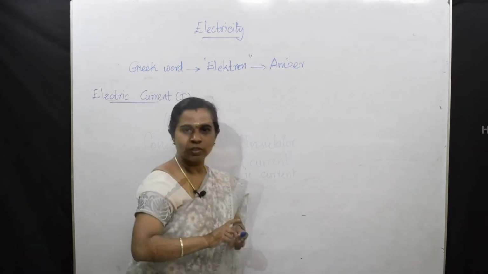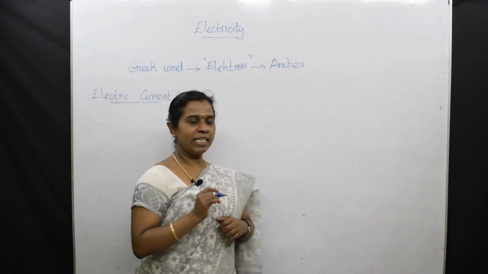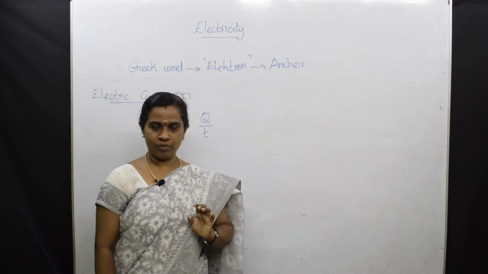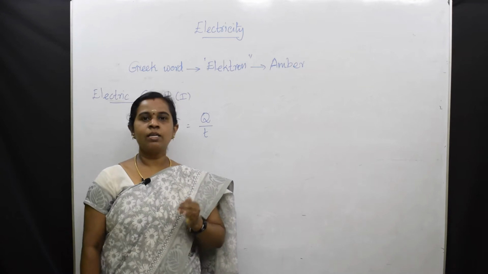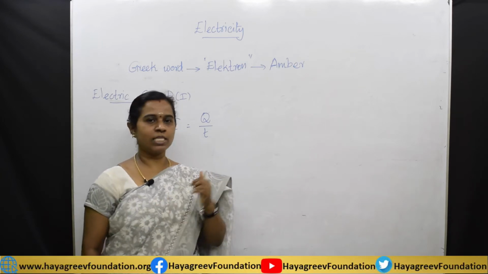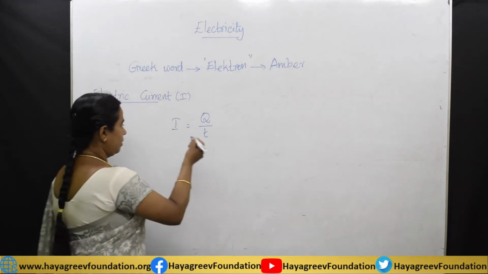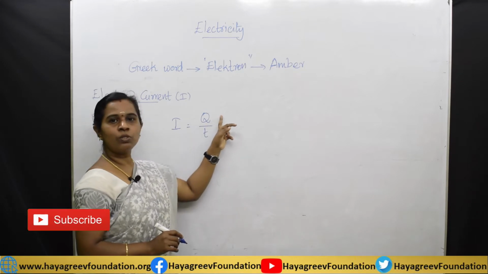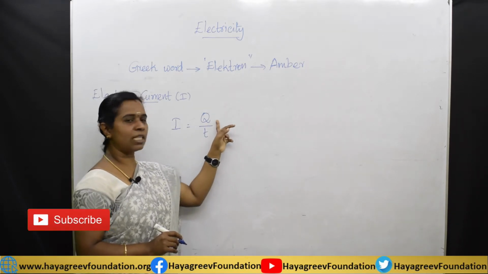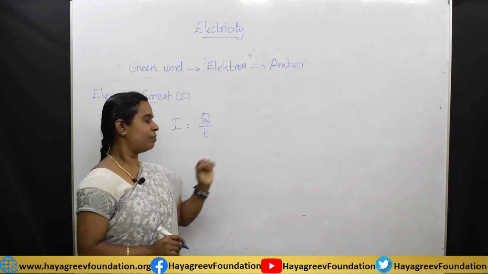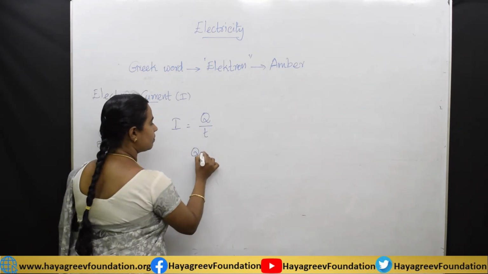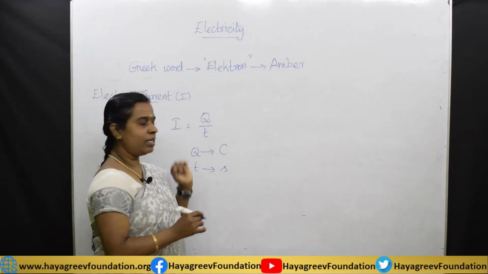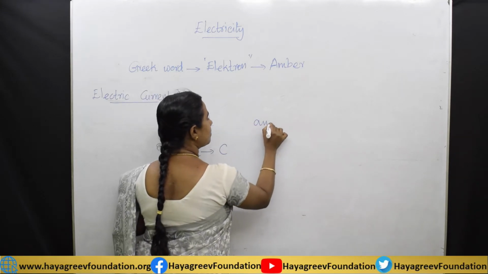Now I am going to define electric current. Electric current is defined as the rate at which charge flows, or the charge flowing in unit time. Electric current is represented by the symbol I, which is equal to Q divided by T. Q is charge, T is time taken. The SI unit of charge is coulomb, the SI unit of time is second, and the SI unit of current is ampere.